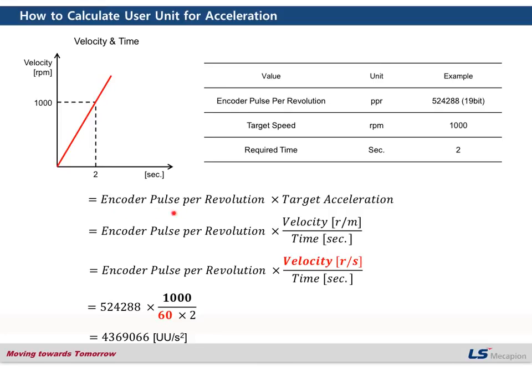So let's see the formula. Encoder pulse per revolution and the target acceleration. We all know that acceleration is the velocity divided by the time. So it can be changed like this, but like the previous page, we have to change the unit, minutes to seconds, so this one should be changed like this.